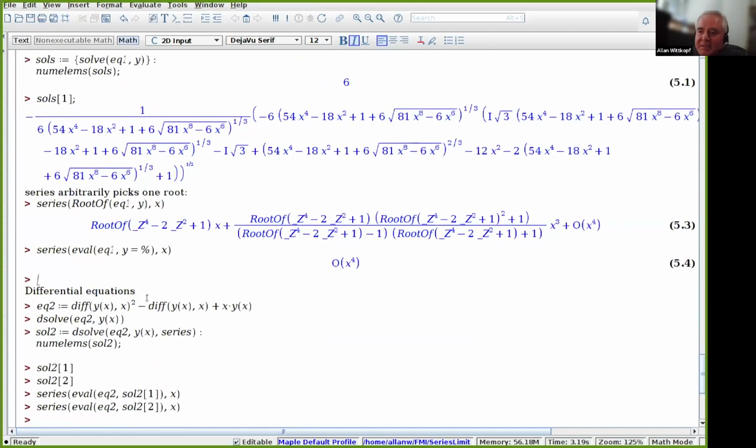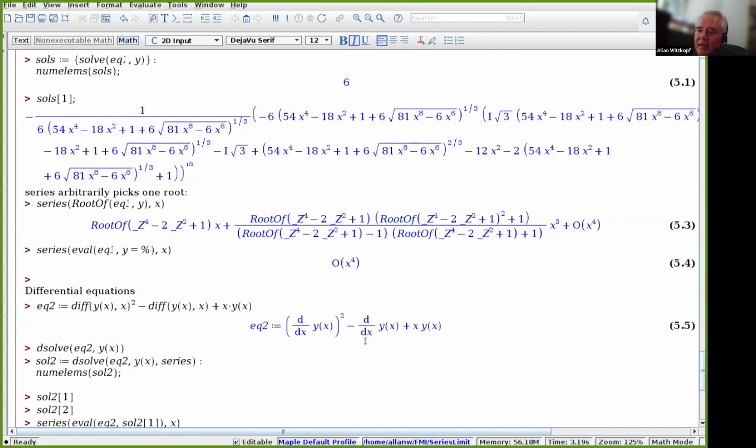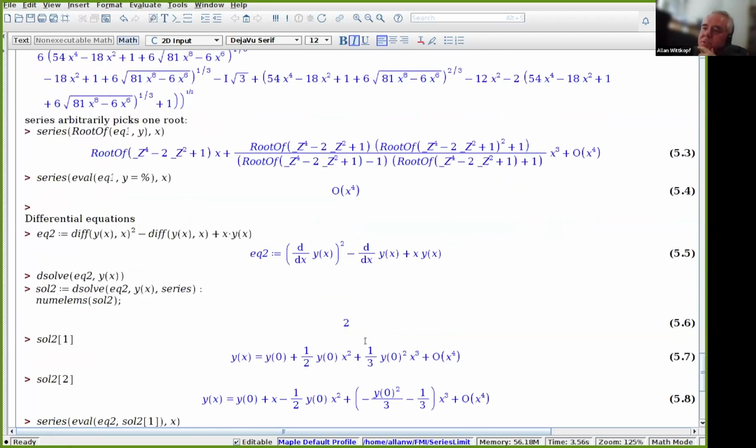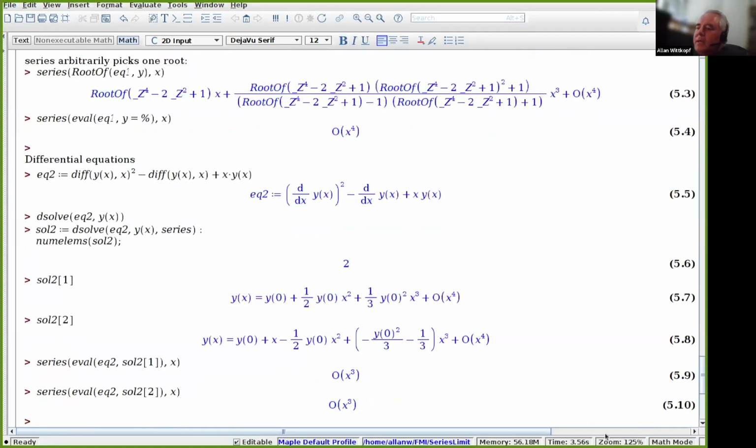More interesting, at least to me, differential equations. So we have this nonlinear differential equation. We try and call dsolve, and we don't get a result. We can ask for the series solution, and we get 2 solutions out. And that's not that surprising for this nonlinear equation because it's a leading quadratic. So quadratics typically have 2 roots, and this, in this case, corresponds to these 2 solutions here. And again, we can use series to verify them.